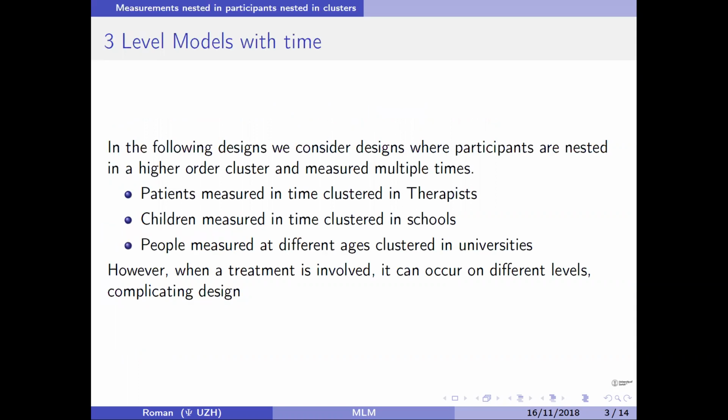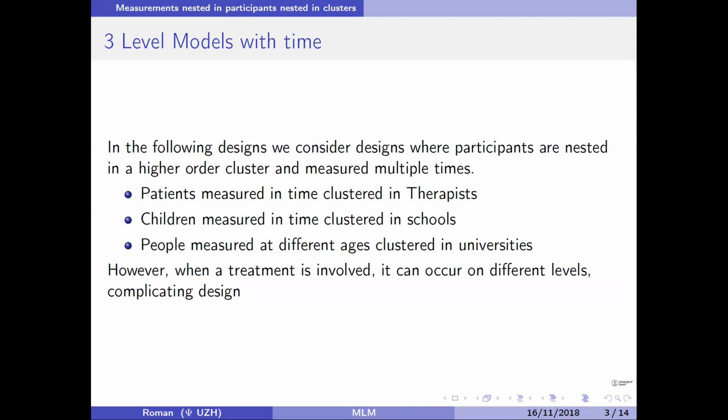So, three-level models with time. In all of these situations, the measurement occasion will be the lowest level, level 1. Some examples of this would be patients, which is level 2, measured in time, level 1. And then these patients are clustered in therapists. And so that is the third level.